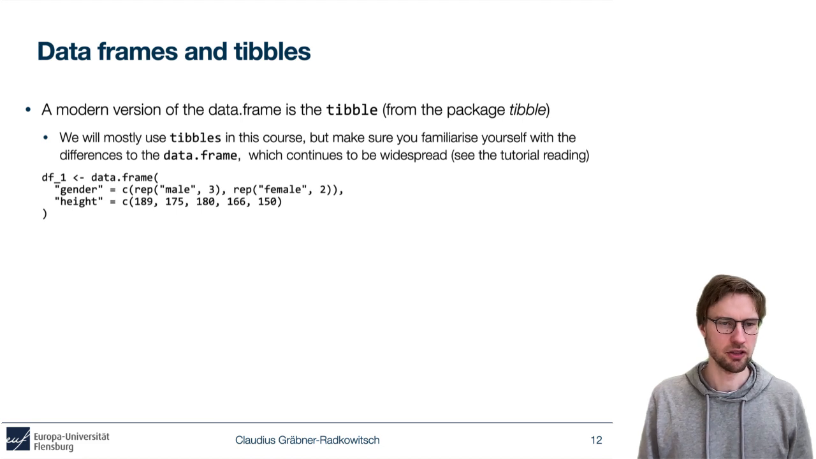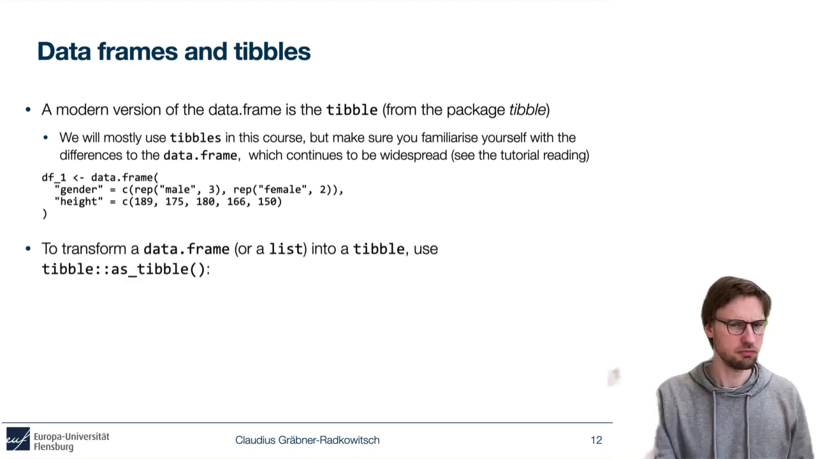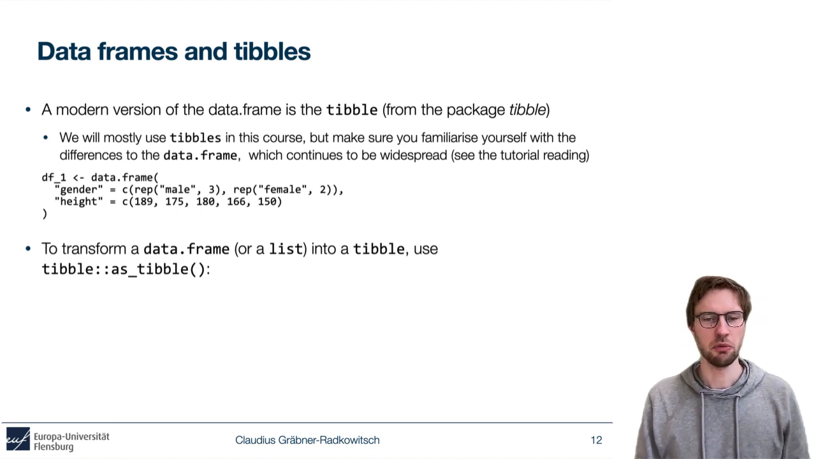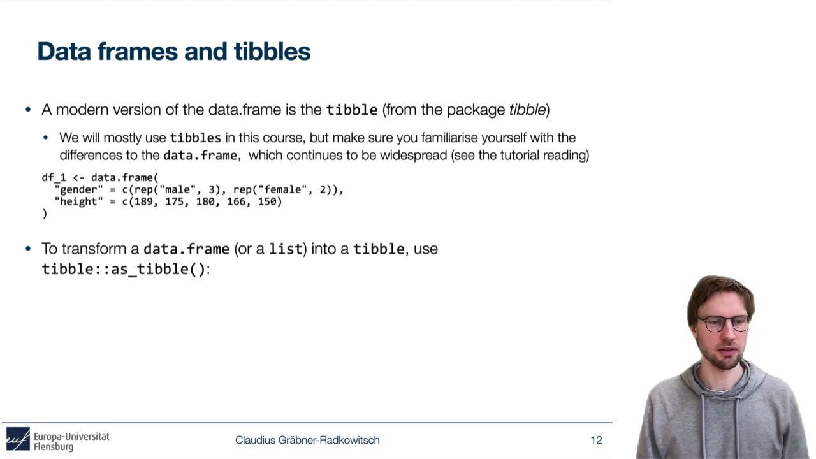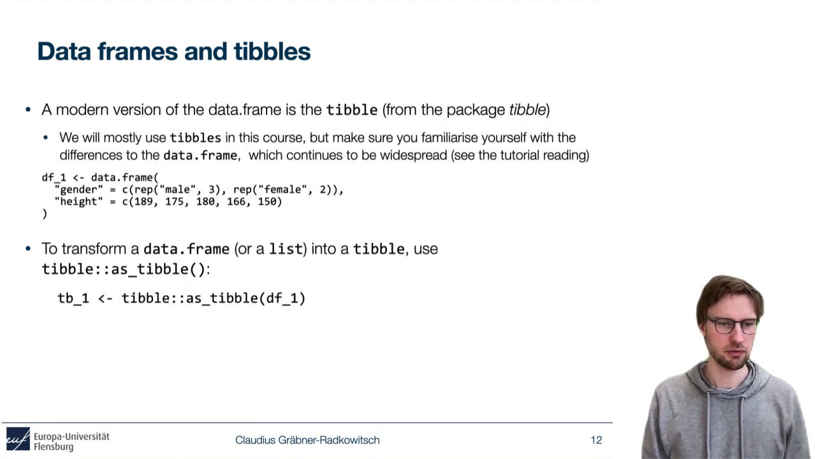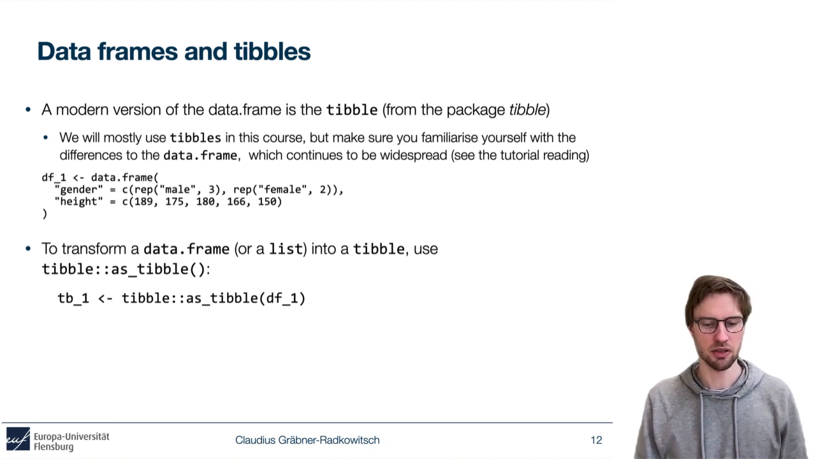Here, this is the definition of the data frame we used before, and if you want to take this data frame, or any other list, and turn it into a tibble, you can use the function as_tibble from the tibble package. It is really straightforward. Just pass as a mandatory argument the name of the object you want to transform into a tibble. And then you immediately see what has happened.